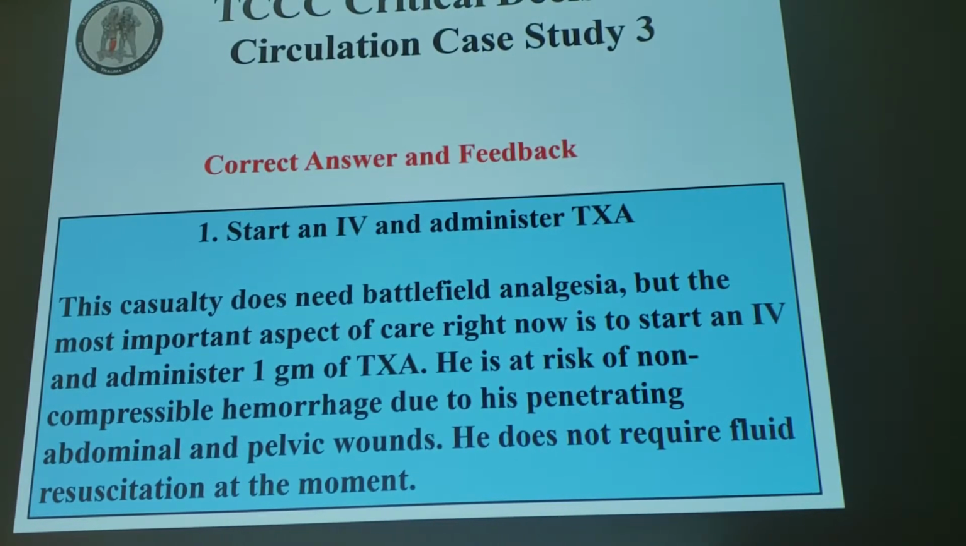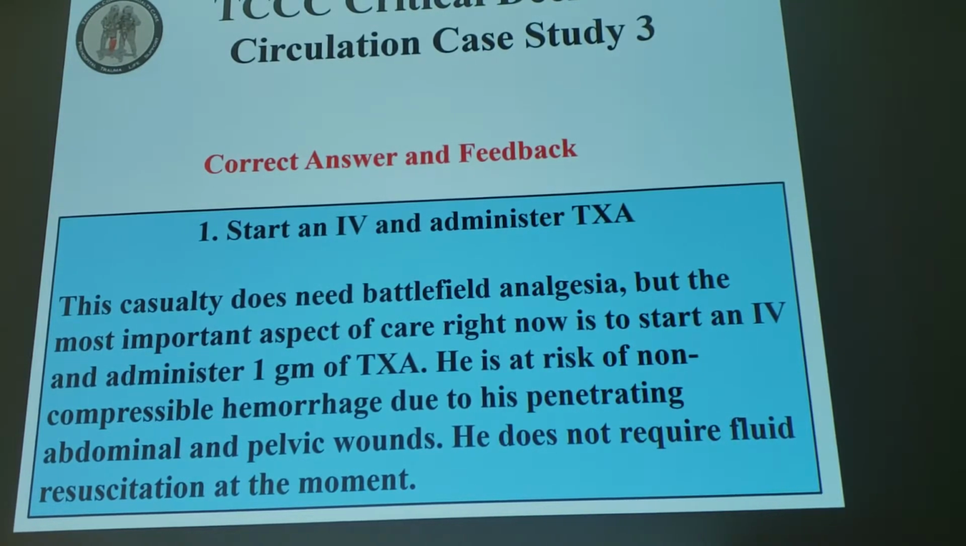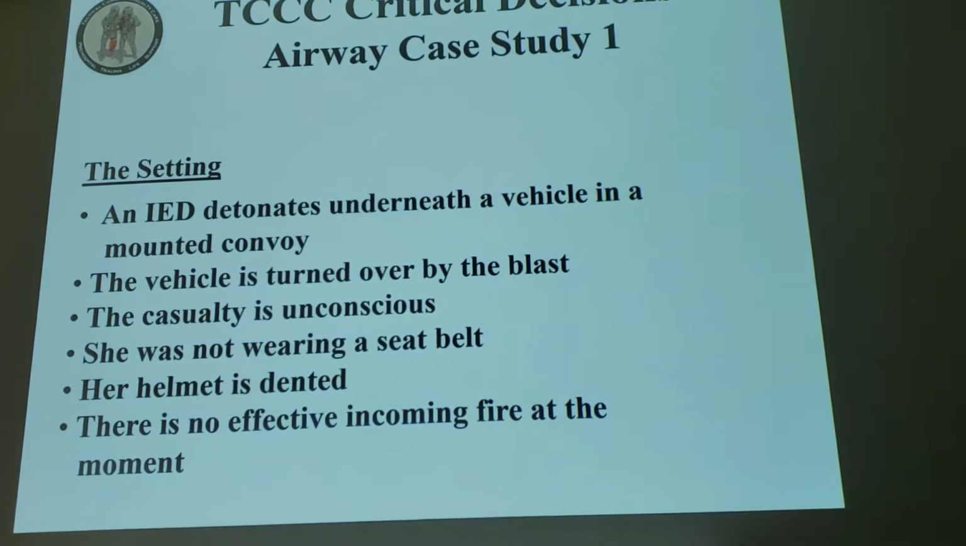Yep, this casualty does need battlefield analgesia, but the most important aspect of care right now is to start an IV and administer 1 gram of TXA. He's at risk of non-compressible hemorrhage due to his penetrating abdominal and pelvic wounds. He does not require fluid resuscitation at this time. Good job. Okay, next.